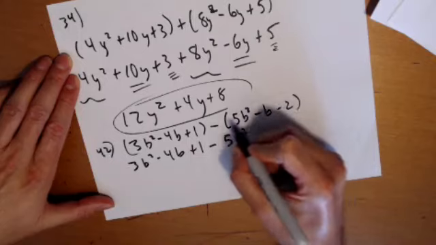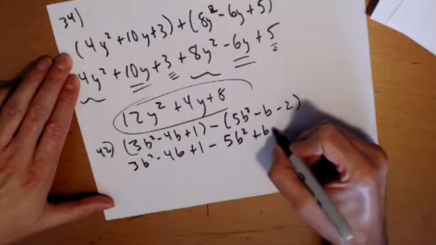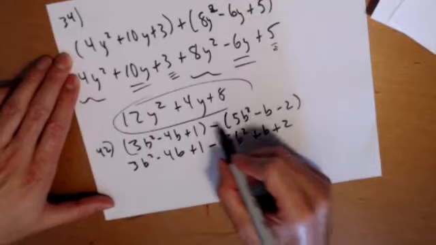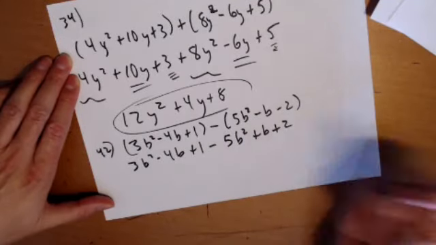Minus 5b squared. Minus minus is a plus. Minus minus is a plus. That was the tricky part. You cool with that right there? You cool? Okay. Keep going.